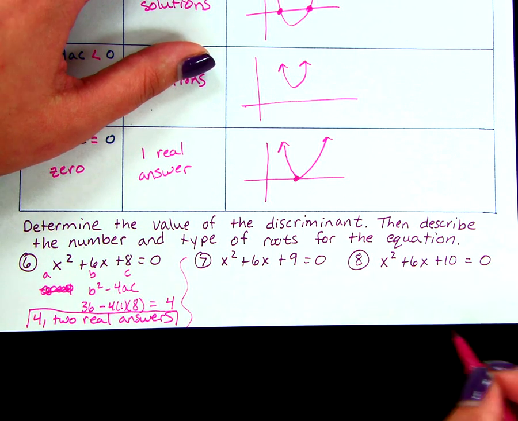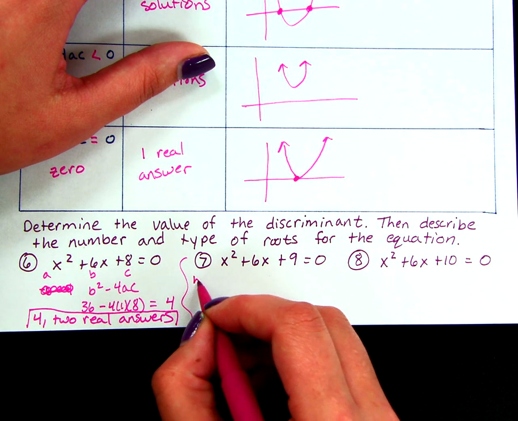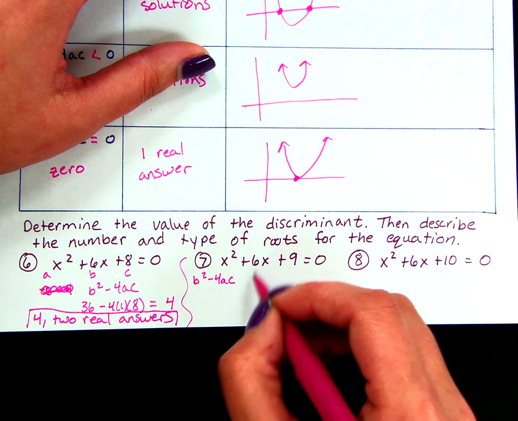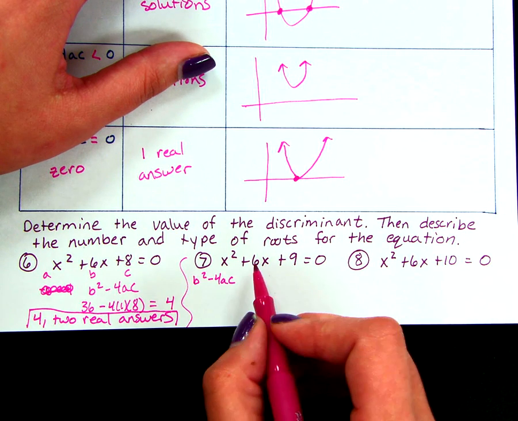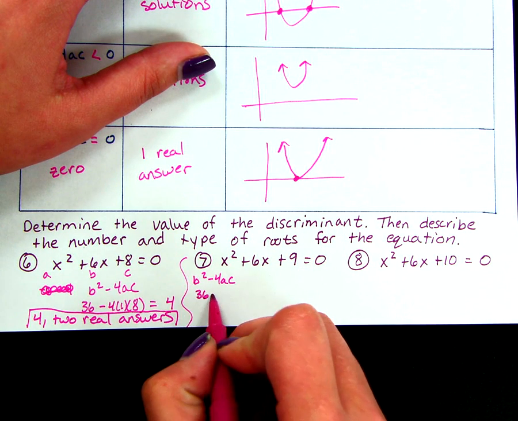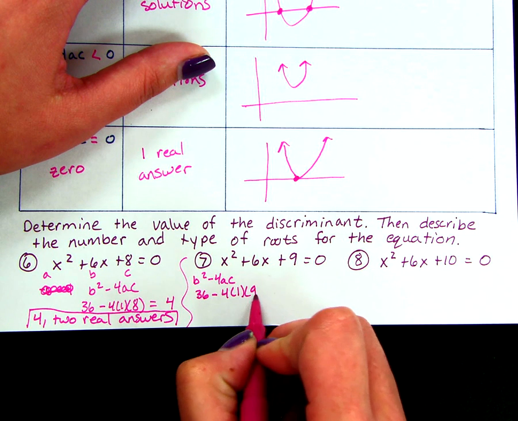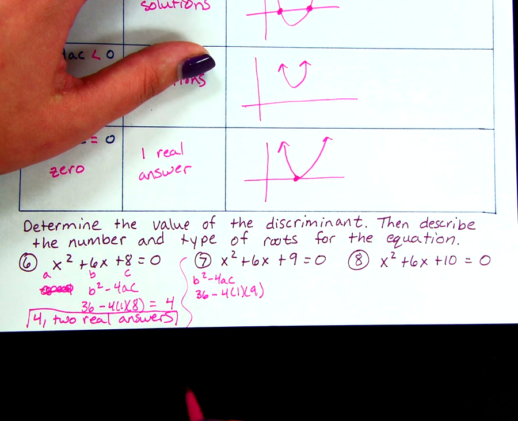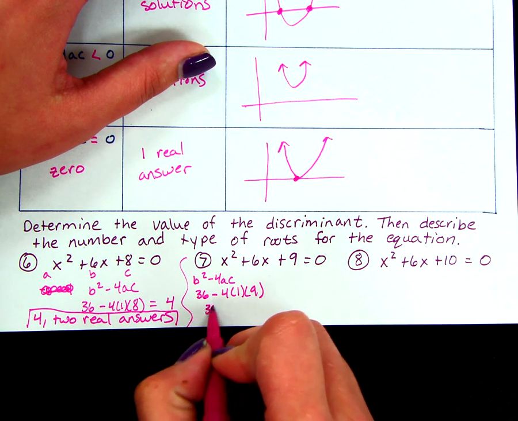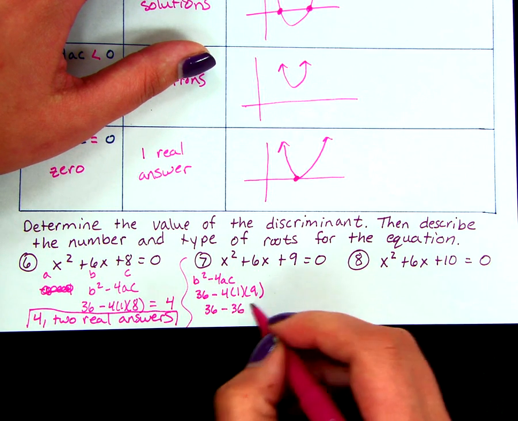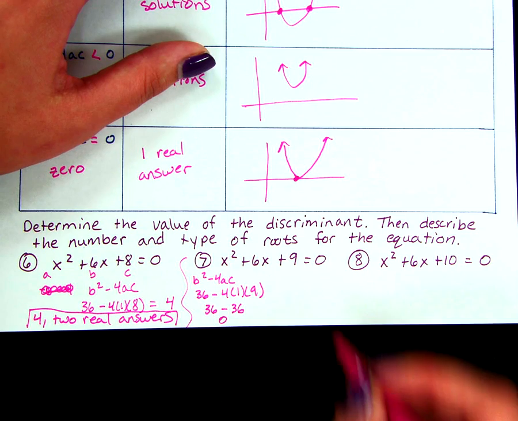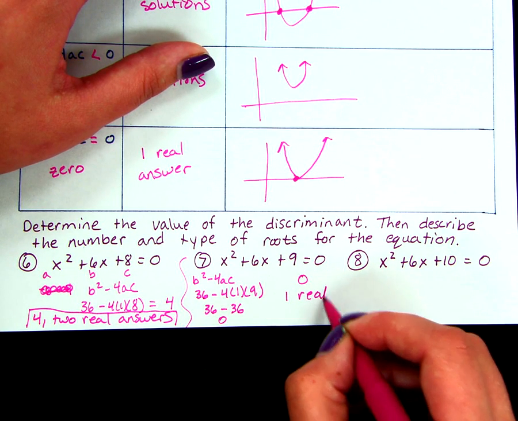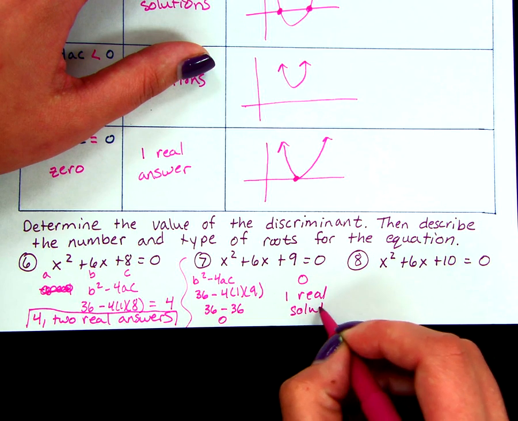Okay, so looking at the next one, again we care about the b squared minus 4ac, our discriminant. The first number is a, second number is b, last number is c. So 6 squared will be 36 minus 4 times 1 times 9. So negative 4 times 9 is negative 36. So this is 36 minus 36, which will give us 0. So since we have 0 for our discriminant, that means that we're going to have one real answer or solution.